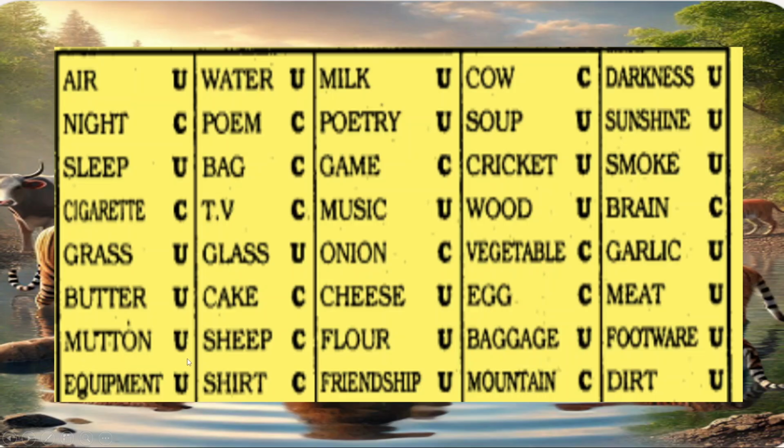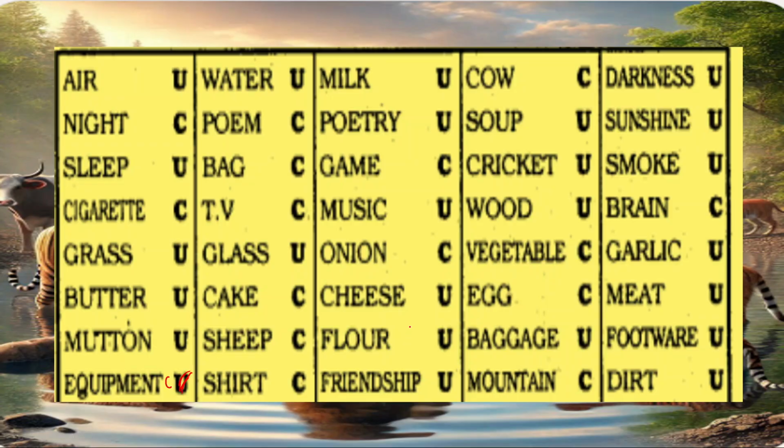Mutton is uncountable. In kgs you can count, but numbers you cannot. Okay, equipment. How many equipments are there? Equipment is countable, but how many? Too many are there, uncountable. But I'll consider this as countable. I mark it as a C here for equipment.